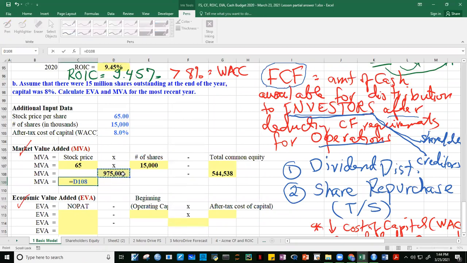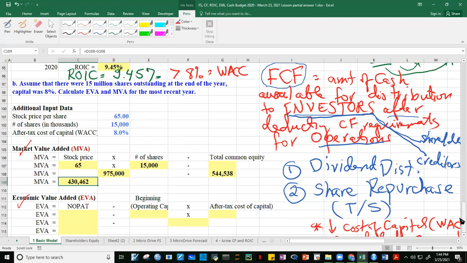And we say that the difference between the market value now and the book value is 530,462. Okay, so was value created for the firm? The answer is yes. If the market value added is positive, then there was value created for the firm.